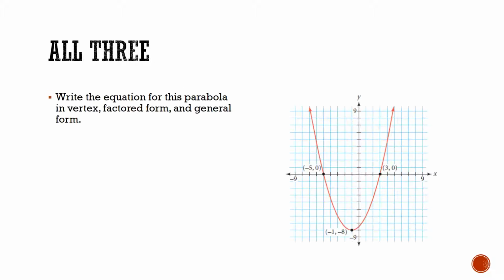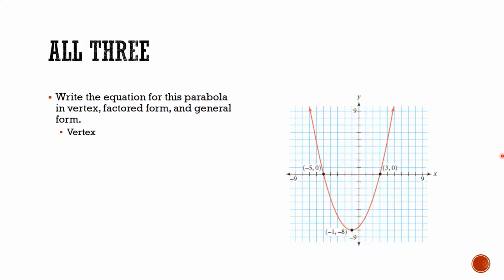All right, so now we're going to do all three. So I have this parabola. I want to write it in vertex, factored, and general. Vertex should be no problem for you because we just did a whole chapter on it. So if I have this and I want to write it in vertex form, that should be easy. Factored, also not that hard because we have our roots. General form is the weird one. These two we can do just by looking. This one we have to do some math.